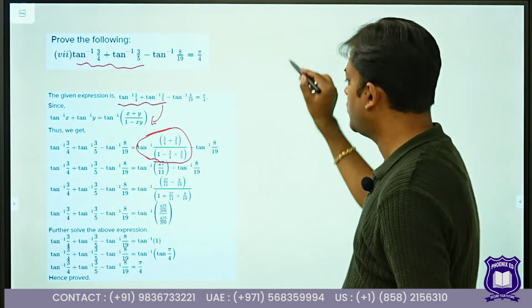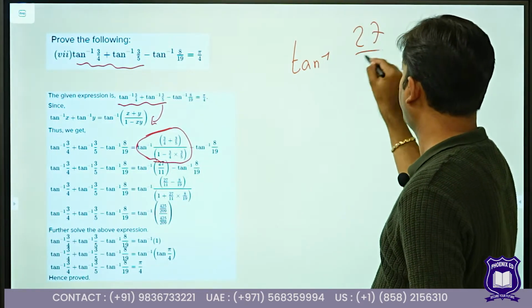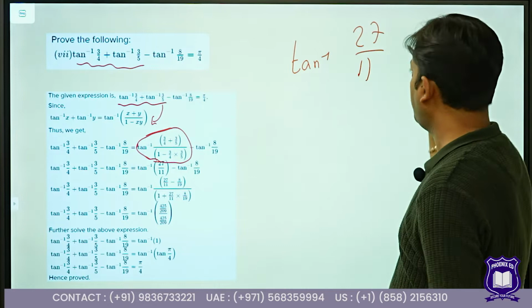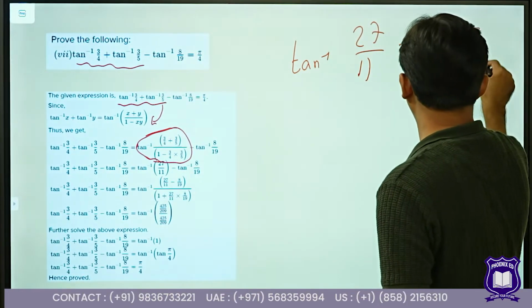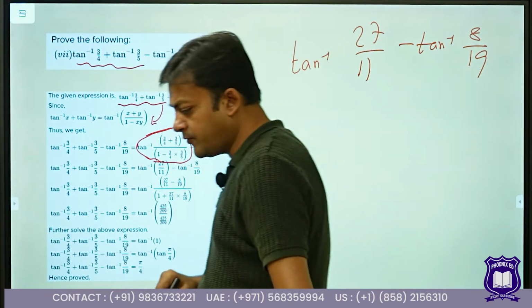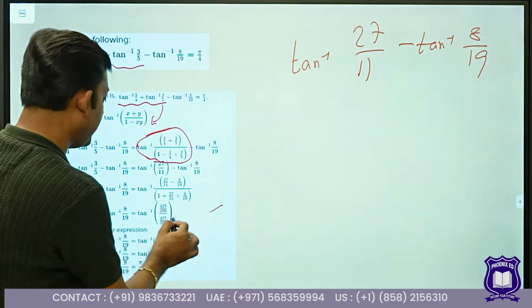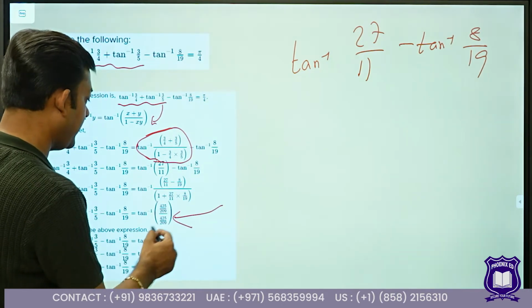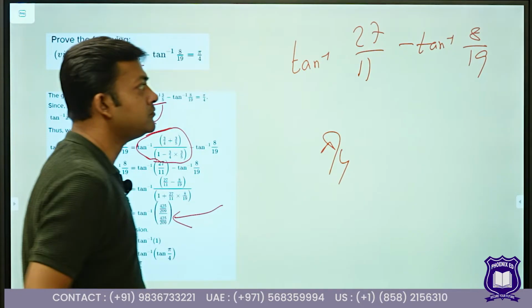The answer comes out to be tan inverse of 27 over 11. We need to subtract from that tan inverse of 8 over 19. We need to again apply the formula of tan inverse A minus tan inverse B, which gives me the final value of 1. Tan inverse 1 gives me pi by 4.